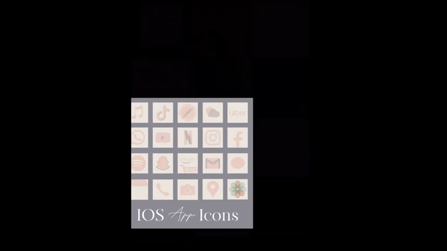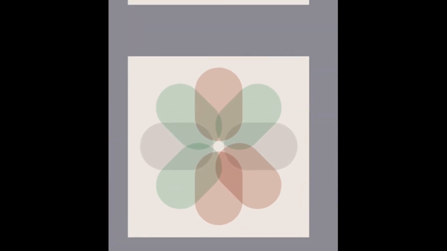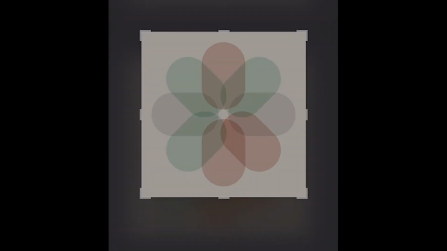So here we have, let's say I want to customize my photo app. You'd go ahead and screenshot or save this image, and then I'm going to crop this down so that I just have this picture here. Okay, I'm going to save that.